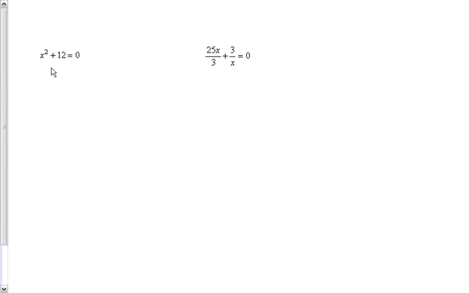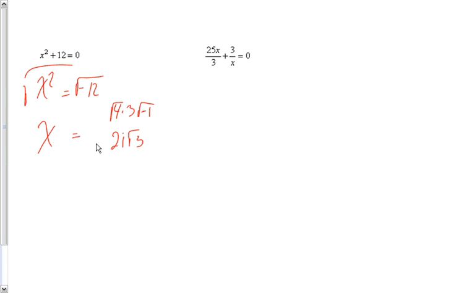This one should be pretty easy because there's no b term. We can do this again. Take the square root of both sides. x equals the square root of negative 12. Well, isn't this 4 times 3 and then negative 1? So the square root of 4 is 2, the square root of negative 1 is i, and then the square root of 3. What do we remember, though? Plus minus. And that's it. We could do the quadratic, but it's going to be a little longer.